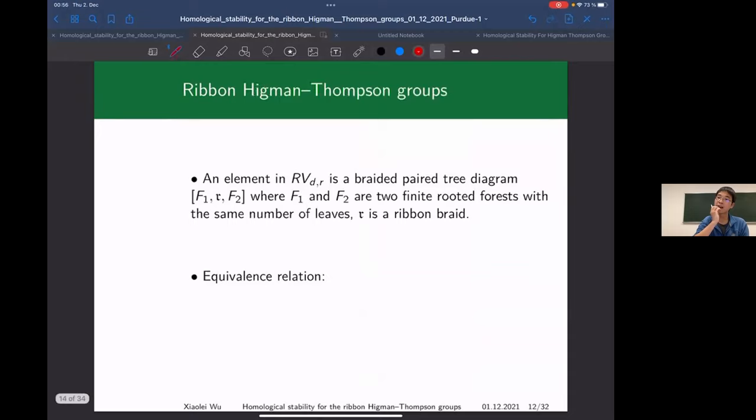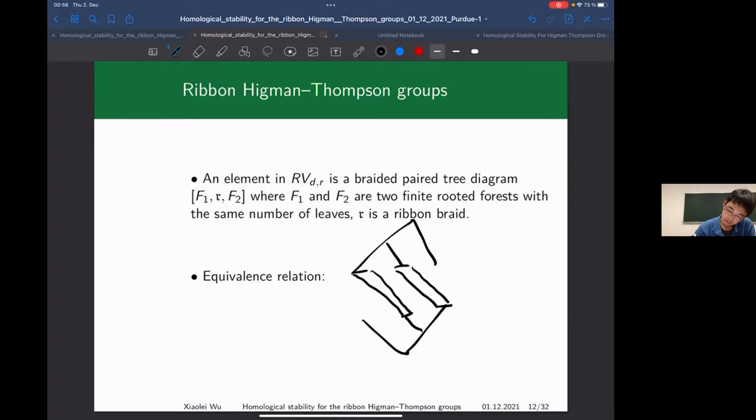And now you can define the ribbon Higman-Thompson groups. Everything stays the same. You have a tree on the top and a tree on the bottom, and you're using a band connecting them. So maybe this last band has some twist going on.